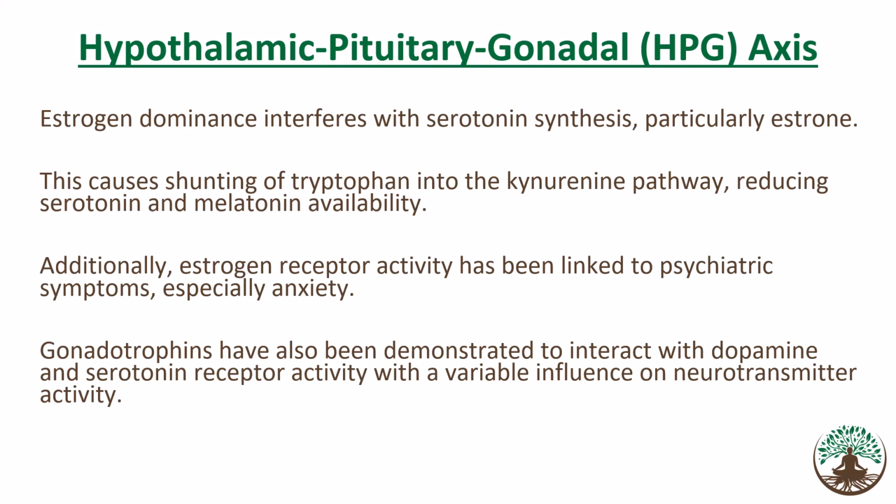In the territory of the HPG axis, estrogen dominance interferes with serotonin synthesis, particularly estrone. This causes shunting of tryptophan into the kynurenine pathway, reducing serotonin and melatonin availability. Additionally, estrogen receptor activity has been linked to psychiatric symptoms, especially anxiety. Gonadotrophins have also been demonstrated to interact with dopamine and serotonin receptor activity with a variable influence on neurotransmitter activity.